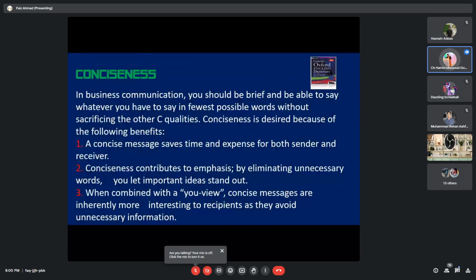We are using conciseness qualities in our official assignments, such as drafting. There is a subject in CSS English Precis that is also relevant to concise. Next, sir. Very good.